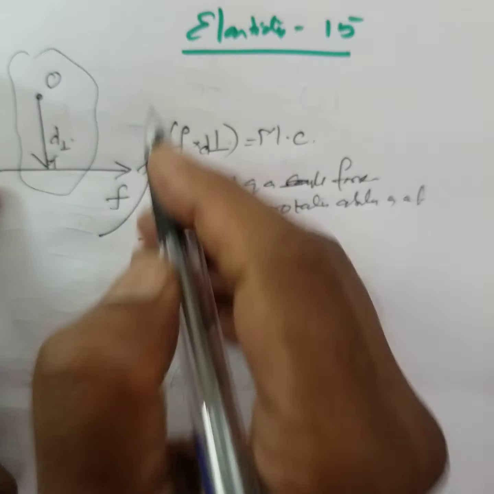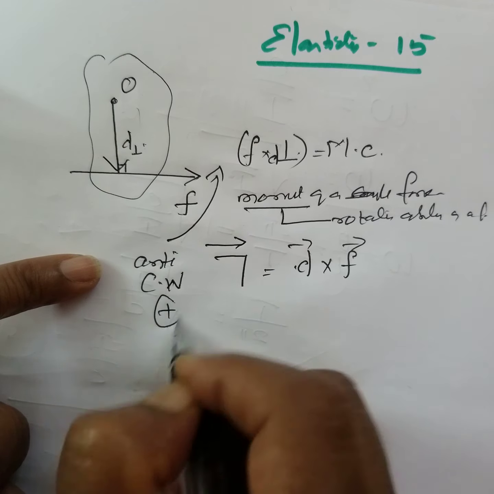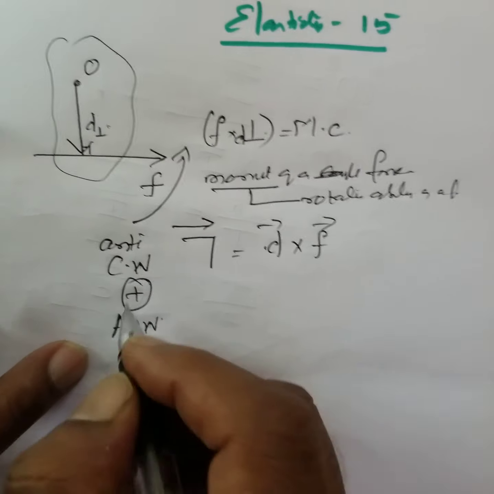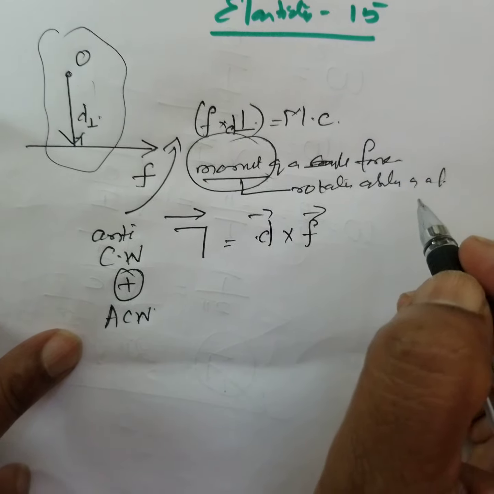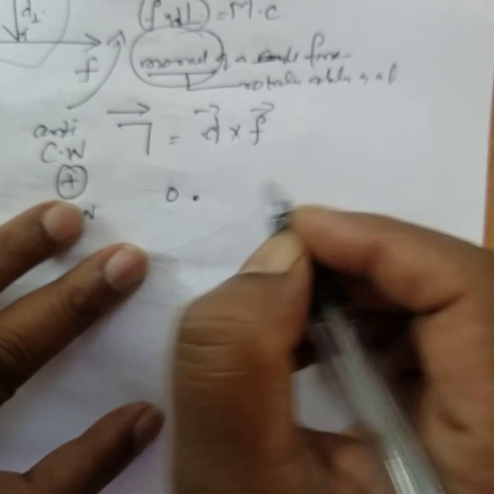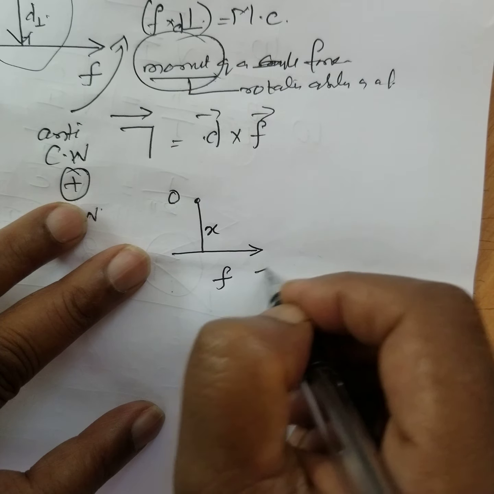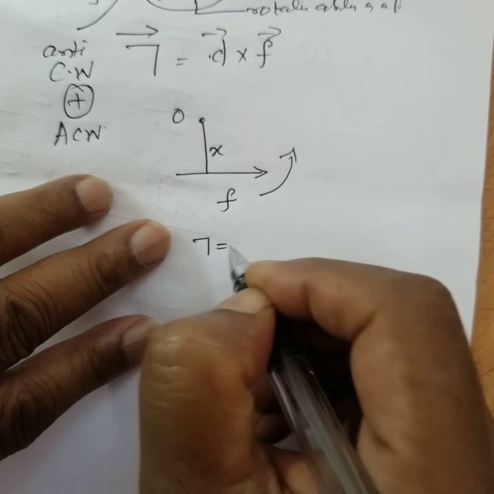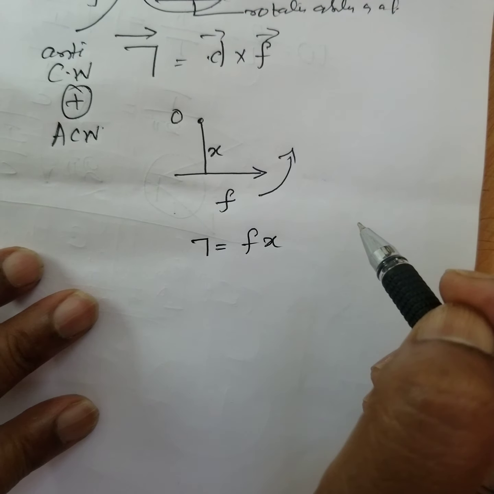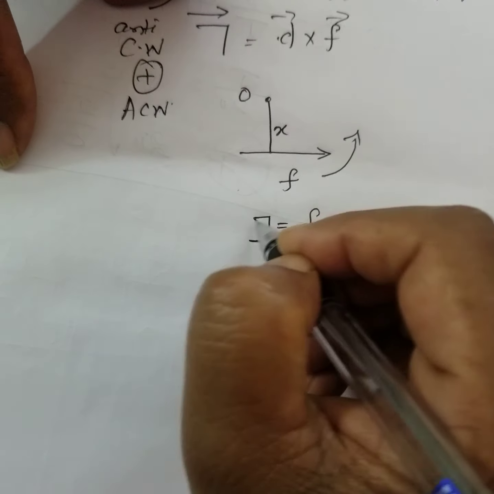Can you follow? When it rotates in the anti-clockwise direction, that is positive. Clockwise direction is negative. Moment is the rotating ability of the force. Suppose this is O, this is X, and this is a force. The moment of the force is equal to force into perpendicular distance. This is rotating anti-clockwise, so that is positive.